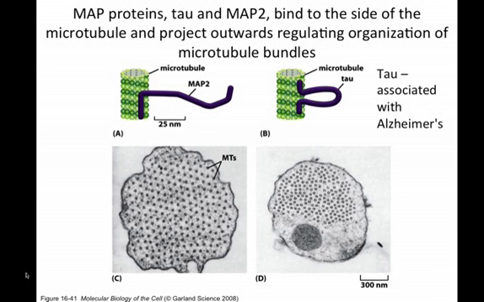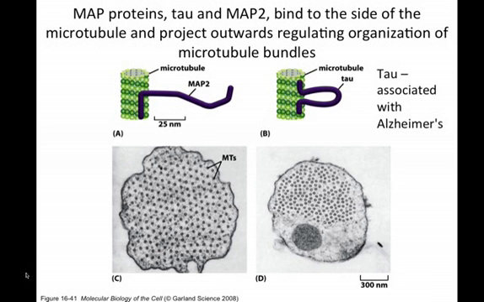Okay, so then there's also MAP proteins that bind to the side of the microtubule, and they're going to project outwards, and they're going to regulate the organization of microtubule bundles. And so you can imagine they're acting kind of like spacers. So here's one called MAP2 that's going to bind to the side and stick outwards. And so all this space here cannot be filled up with another microtubule. So they're all going to be placed a certain distance apart.